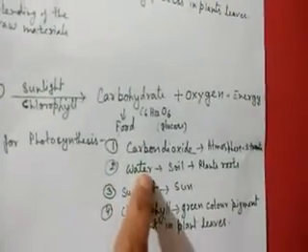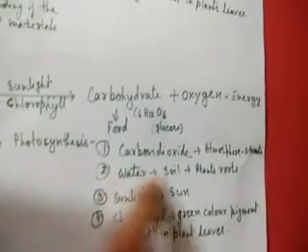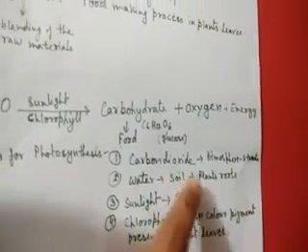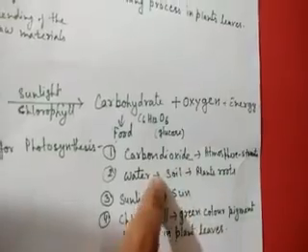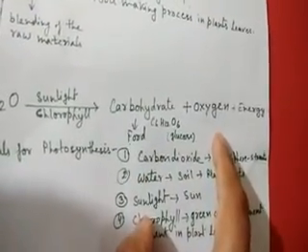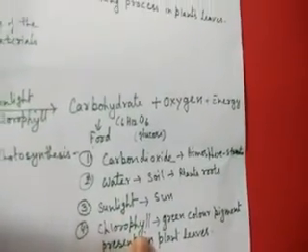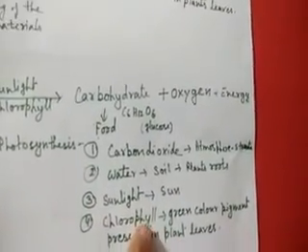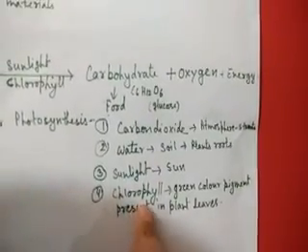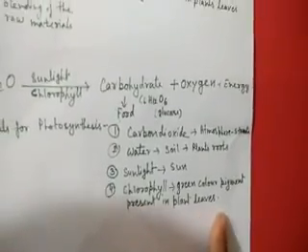Now the second is water. Water is present in the soil, and the plant's roots take the water from the soil and send it to the plant leaves. The plants get the sunlight from the sun. And the last is chlorophyll. Chlorophyll is present in the leaves of the plant, the green color pigment present in the plant leaves.